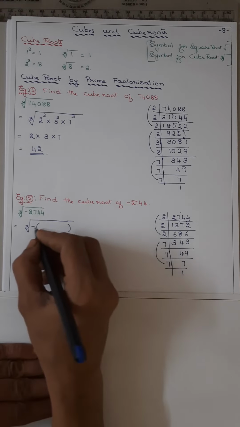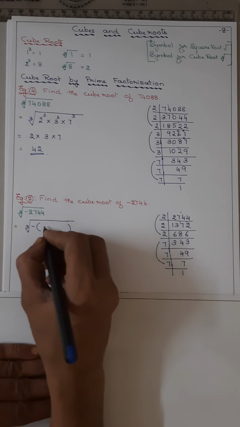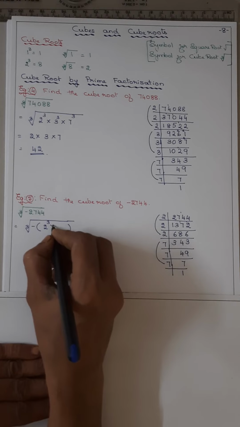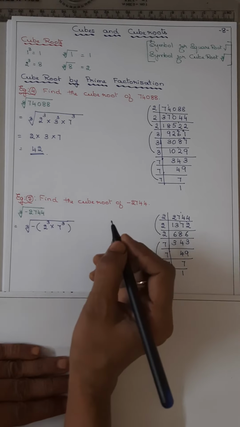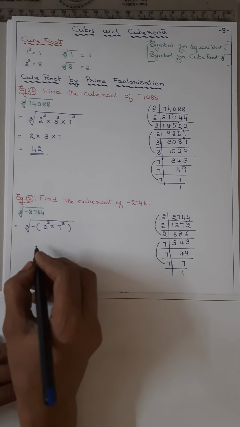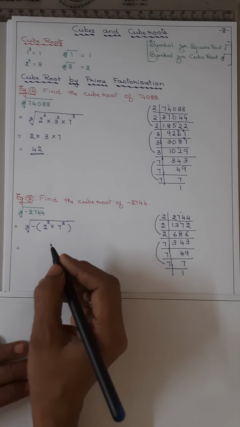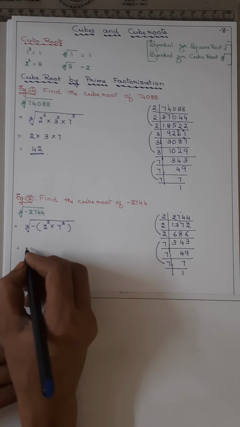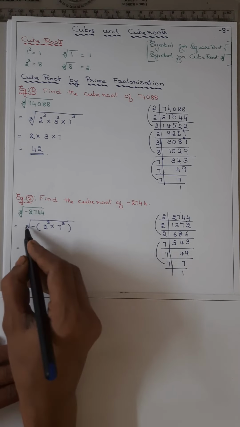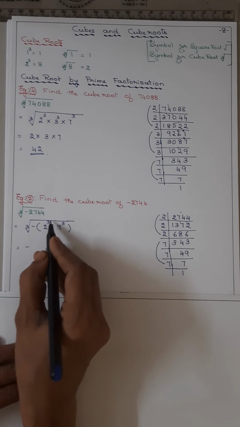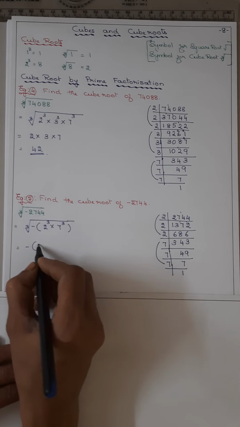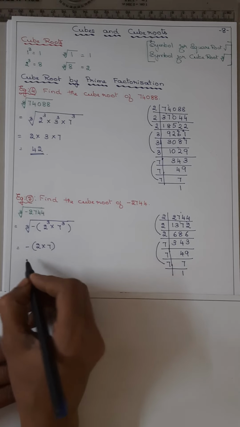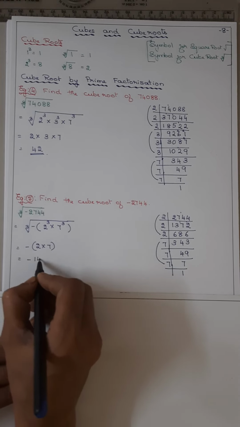So you got cube root of negative, within the bracket you write 2 cube into 7 cube. That means you can now write minus, you remove this cube root and cube, minus 2 into 7, that is minus 14.